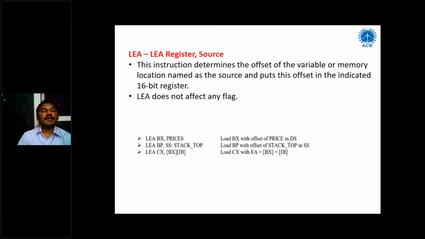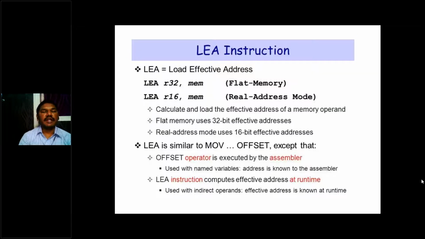LEA, right? For example, I am giving how to use LEA. This instruction determines the offset of the variable or memory location named as the source and puts this offset in the indicated 16-bit register. Right. So, for example, you see here LEA R16, memory. So the offset of this memory is copied into this R32 or R16 register.